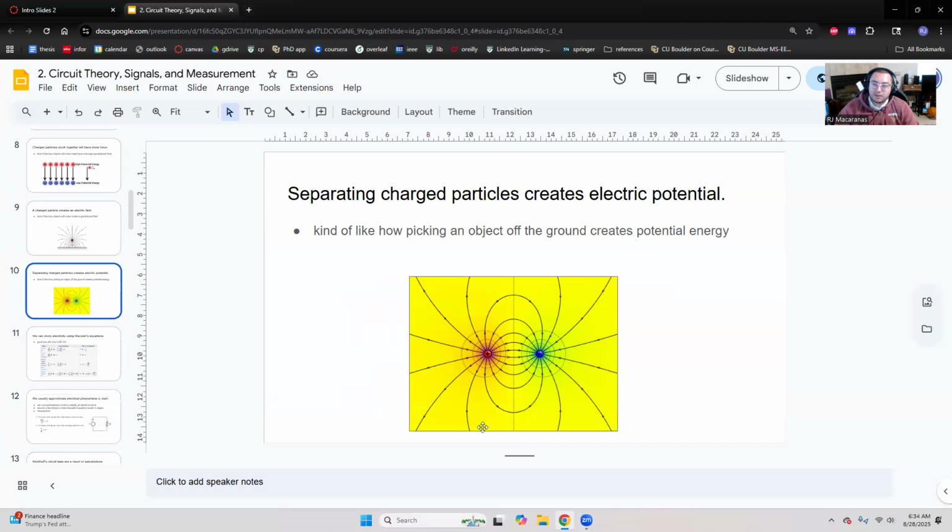Separating charges creates electric potential, kind of like how picking an object up off the ground creates potential energy, right? So if I were to pick up a ball off the floor, I'm moving it inside of that gravitational force. And so as I pick it higher and higher up off the ground, it gets more and more potential energy.